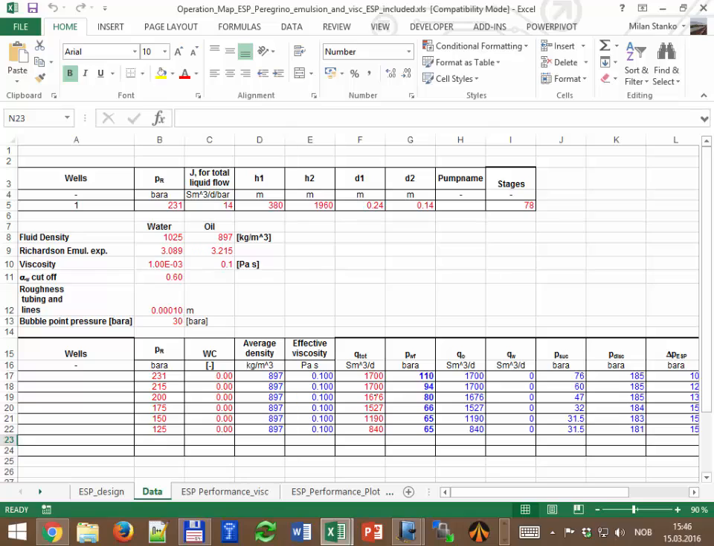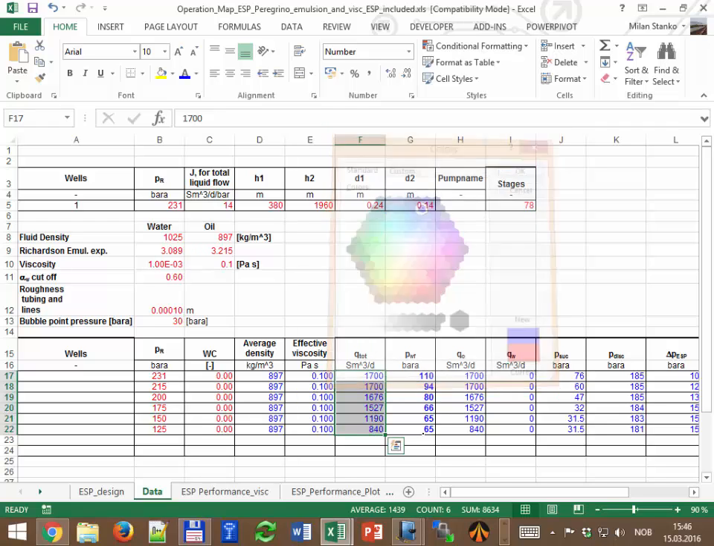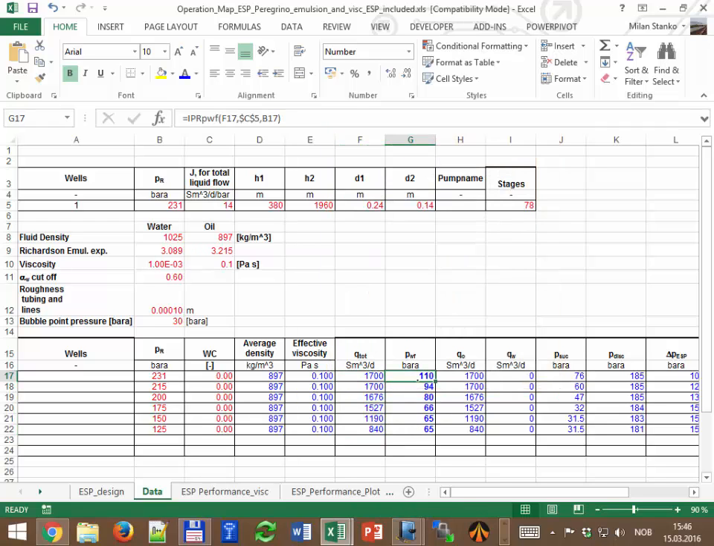Remember, for equilibrium, I all the time prefer to use pressure. Okay, we could use rate, but I think I still prefer to use pressure. So the rate will be the calculated value, and the given will be the flowing bottom hole pressure. I just have to change that to red. And those have to be values, so I have to paste and get rid of the formulas here. And now for the Q, I have a function called IPRQ that is going to give the Q.